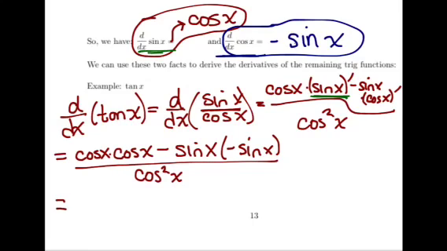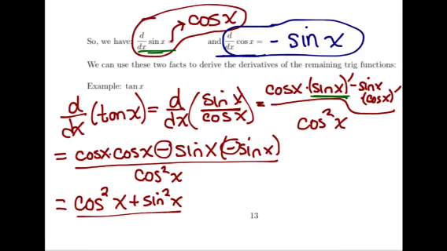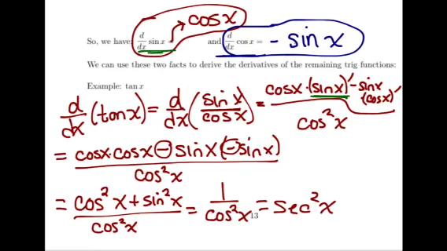And now if we simplify, these two negatives turn into a plus. So we're going to get cosine squared x plus sine squared x all over cosine squared x, which hopefully you recognize is 1 over cosine squared of x, which is really secant squared of x. So we're able to derive the derivative of tangent just by knowing the derivative of sine and cosine. So you can imagine that you could also do this to get the other trig functions. So now on the next page we'll write down the derivatives of the remaining 3 trig functions, recognizing that you could find those derivatives using this same process.